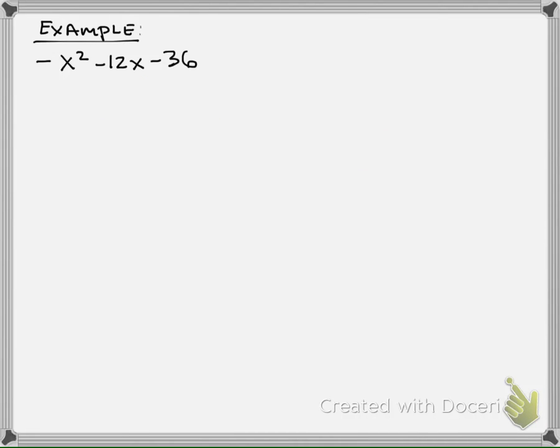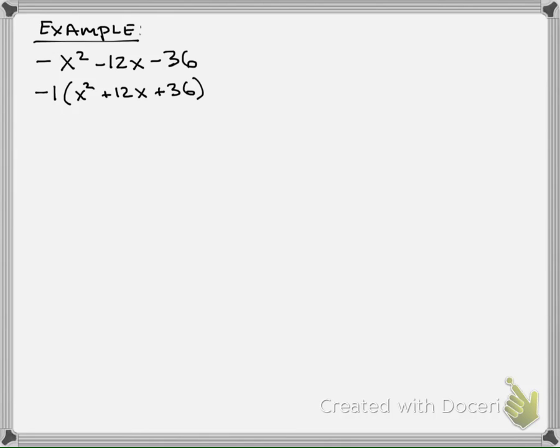Let's try another one. Let's see if you can figure this one out first. So push pause to figure out this problem. Okay. So what you should have done is factor out a negative among all three terms. So if I factor out a negative 1, I'll be left with x squared plus 12x plus 36. Then we're going to do the short AC test for what's on the inside.